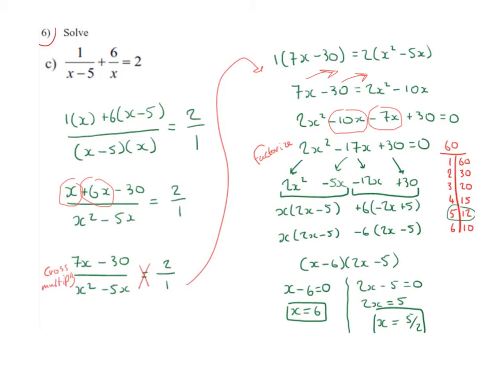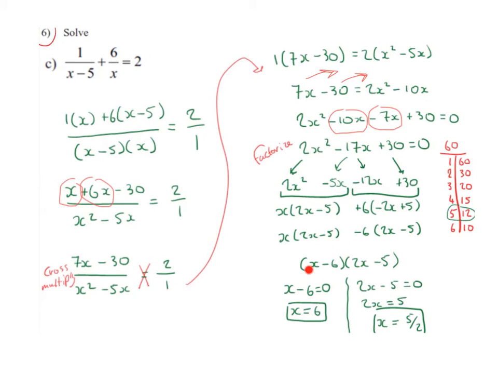So I have x times 2x minus 5 and minus 6 times 2x minus 5. So I know that 2x minus 5 is definitely one of my factors. So that's where that comes from there. And then I bring down the x, bring down the minus 6, and x minus 6 is my other factor. So to factorize 2x squared minus 17x plus 30, I end up with x minus 6 multiplied by 2x minus 5. And I can check am I right by multiplying it out.